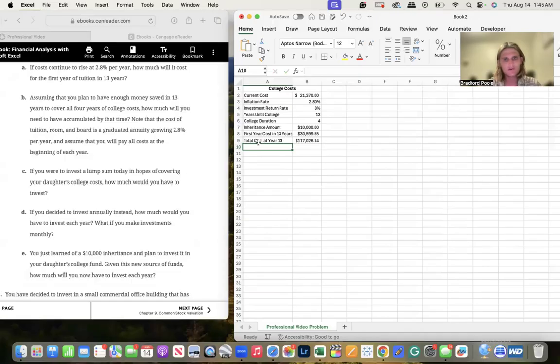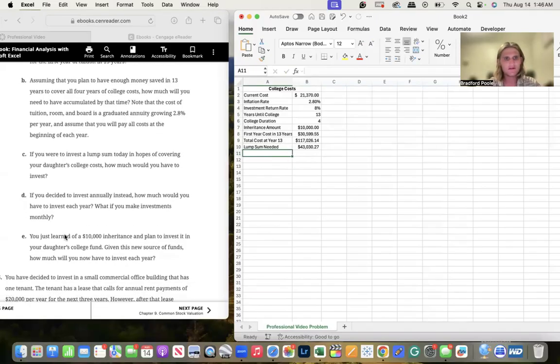Next, they ask us if you were to invest a lump sum today in hopes of covering your daughter's costs, how much would you have to invest? So, lump sum needed. So, we're going to use the present value function. That's going to be our investment rate, our years until college, 0 is our payment, and then total cost. That's going to be $43,030.27.